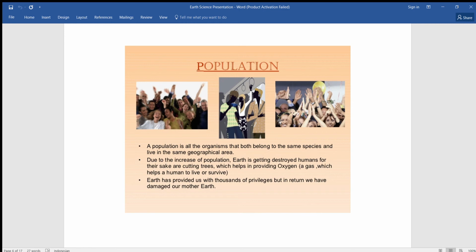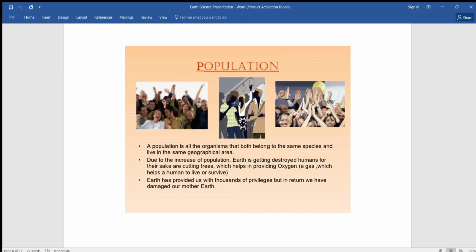Okay, kunyari, mga hayop, iba-ibang klaseng species ng hayop. They are also living in the same geographical area. May mga population yan. So, meron din population ng bacteria, may population din ang mga different organisms. Okay. Due to the increased number of population, Earth is getting destroyed. Humans, for their sake, are cutting trees, which help in providing oxygen.